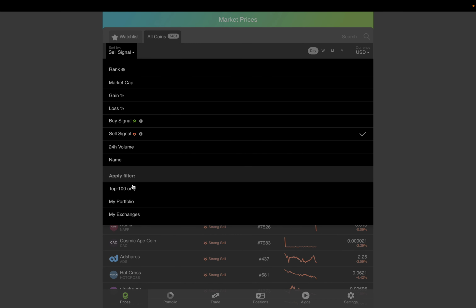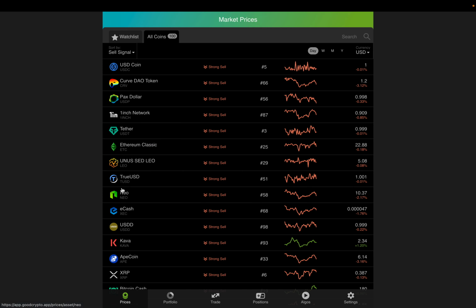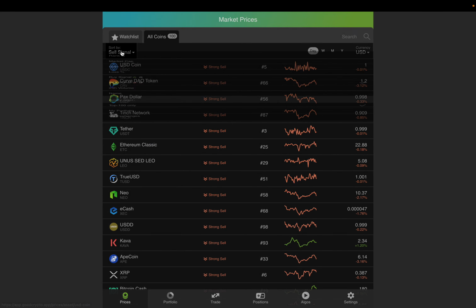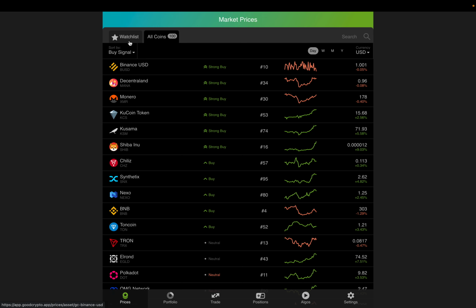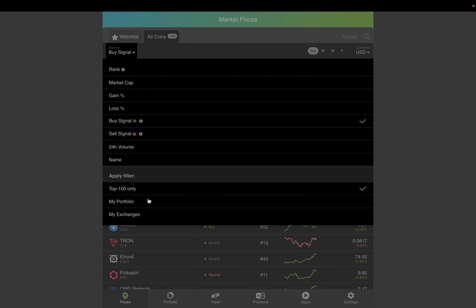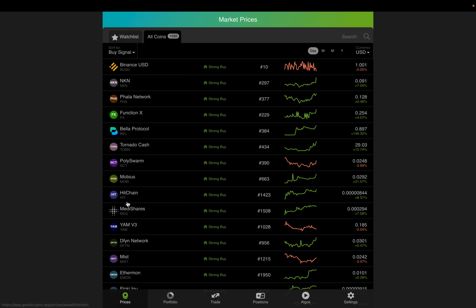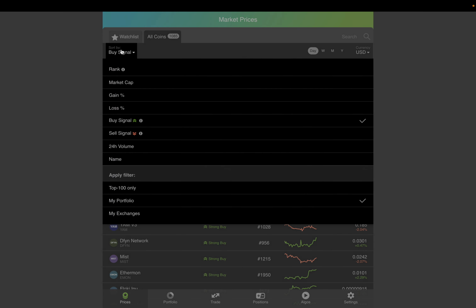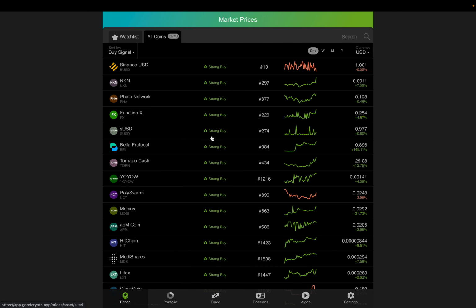And you can go even one step further and combine the sorting with, for example, filters. So you can look only at the top 100 coins if you're so inclined, or you can look only at the coins that are in your portfolio, by applying the filter here. Or if you have only a couple of exchanges connected, you can choose the filter here, just my exchanges. That will show you only the coins which are traded on the exchanges you have connected to the app. I mean, that have the API key inserted.